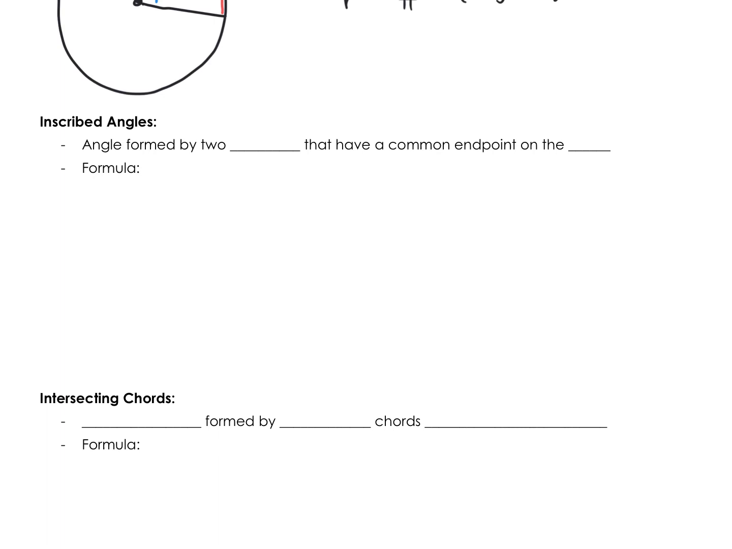Okay. Now we're going to start talking about angles inside circles. And there's two different angles inside circles. We have something called an inscribed angle, and then we'll go back to angles formed by intersecting chords. So if you're looking at an inscribed angle, it is an angle formed by two chords that have a common endpoint on the circle.